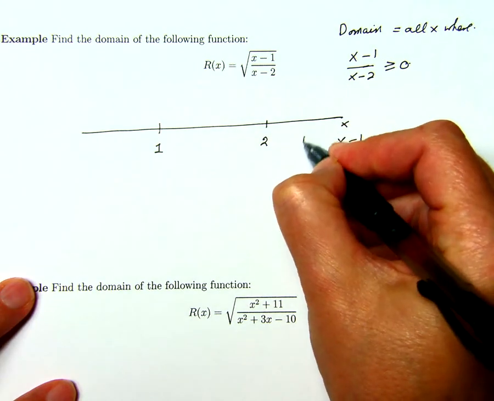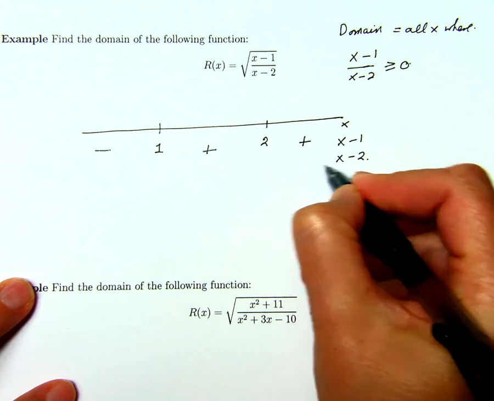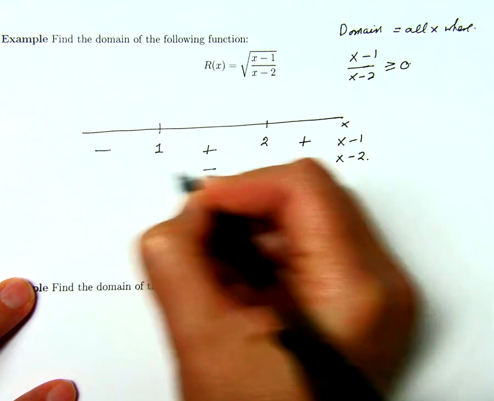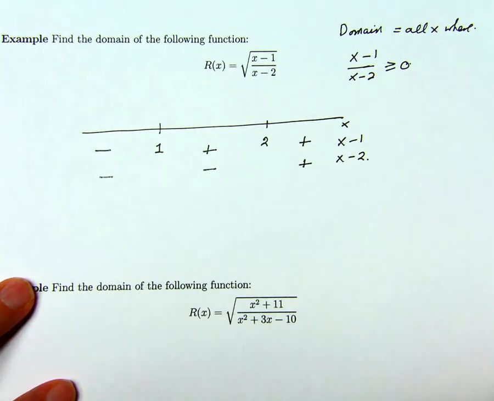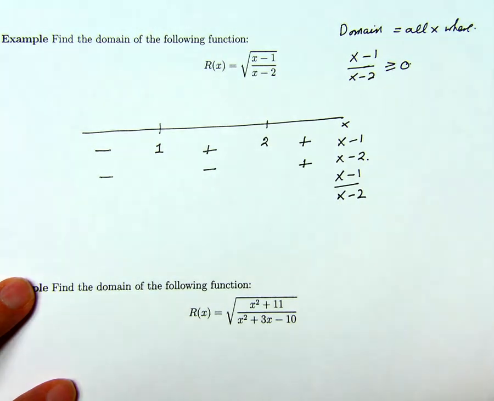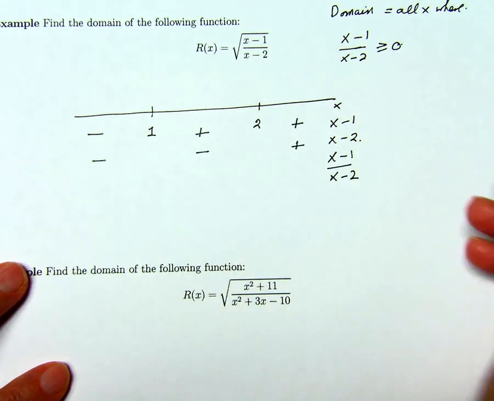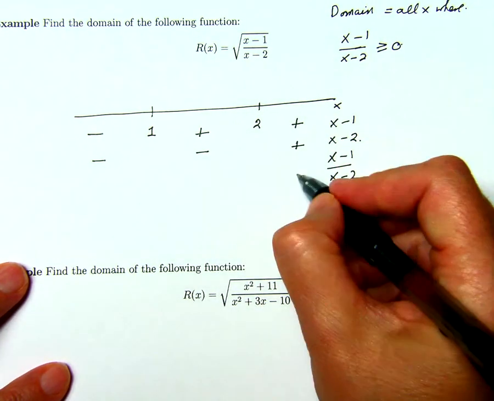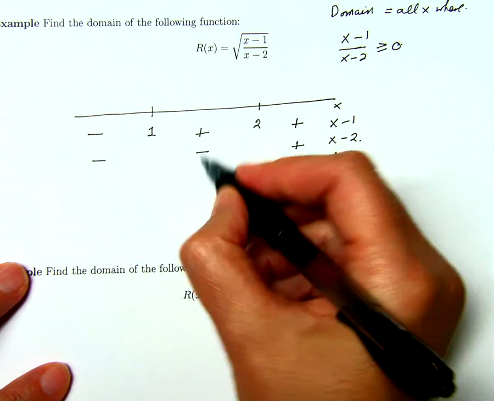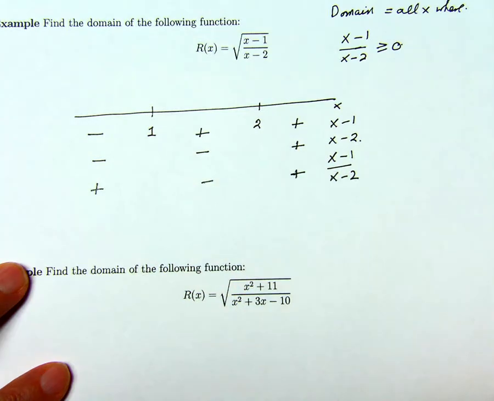So x minus 1 is positive here, and negative here. And x minus 2 is positive here, and negative here. And therefore their quotient maintains the same sign on the intervals between these dividers. And here it's a plus over a plus, so that's a plus. Plus over a minus, it's a minus. And a minus over a minus gives us a plus.